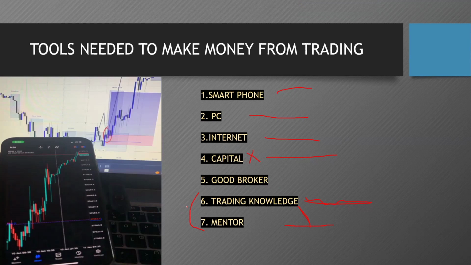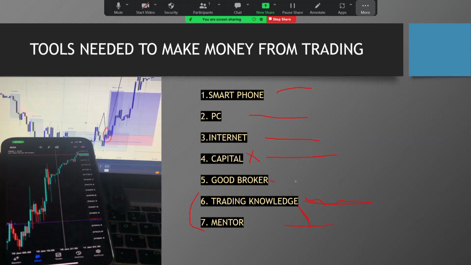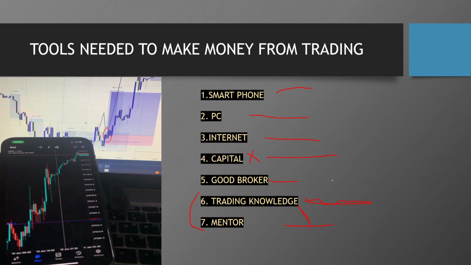You understand? And the next one is a good broker. I cannot overemphasize the need for a good broker. Good brokers process your withdrawals fast, they process your deposits fast, they give you less spread, they give you less headache. I would recommend a good broker to you guys very soon.